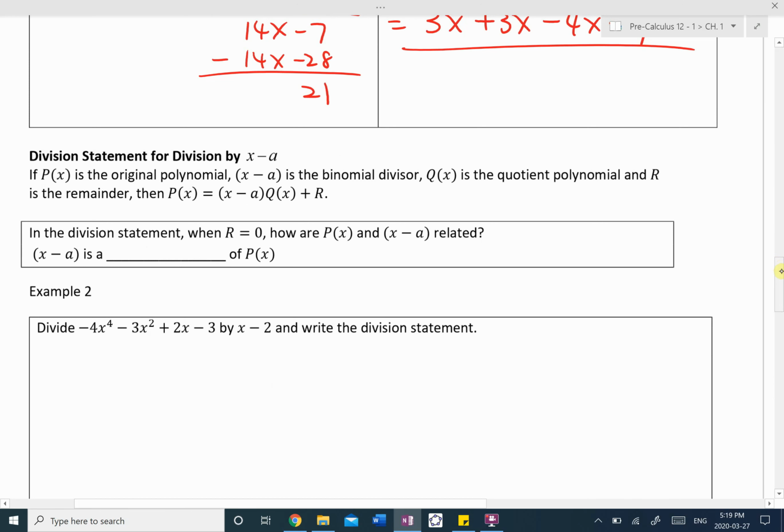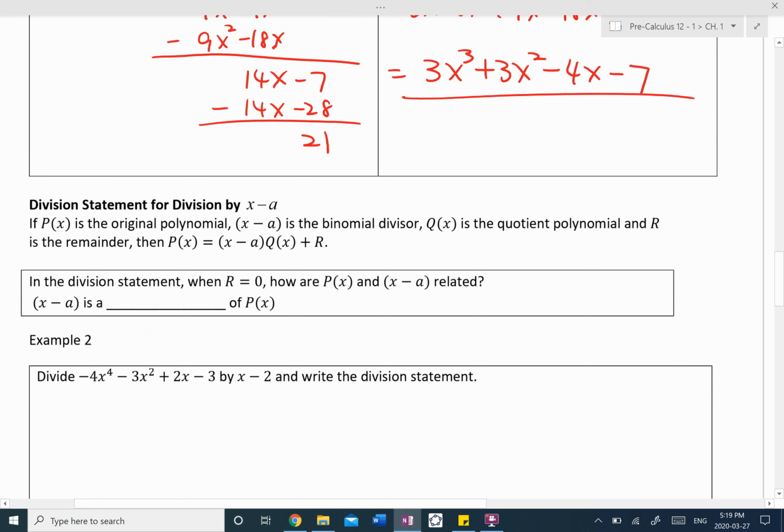Okay, so that was the first example. Now we're gonna move on to the division statement. Now, the division statement for a division by x minus a. So here it says if p of x is the original polynomial and x minus a is the binomial divisor and q of x is the quotient, a polynomial, and r is the remainder, then here is the division statement. P of x is equal to x minus a times q of x plus r.